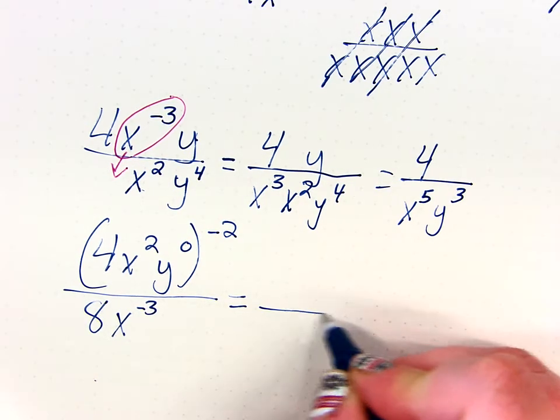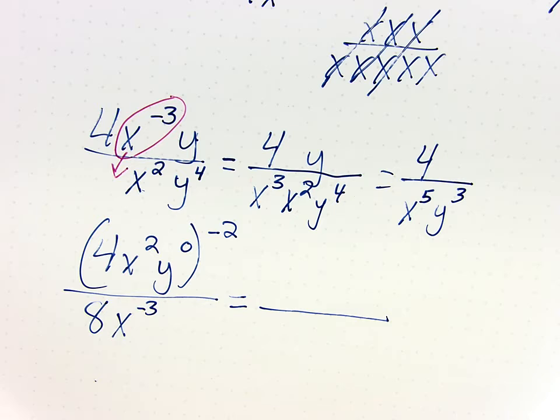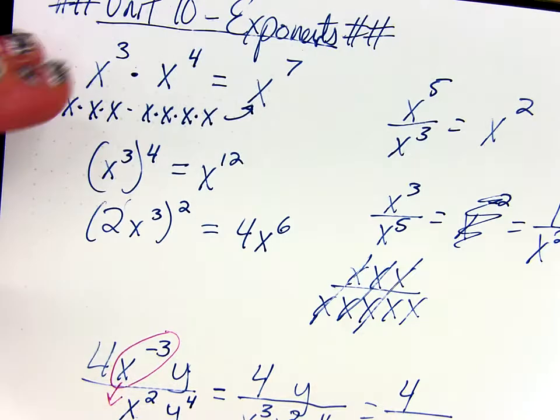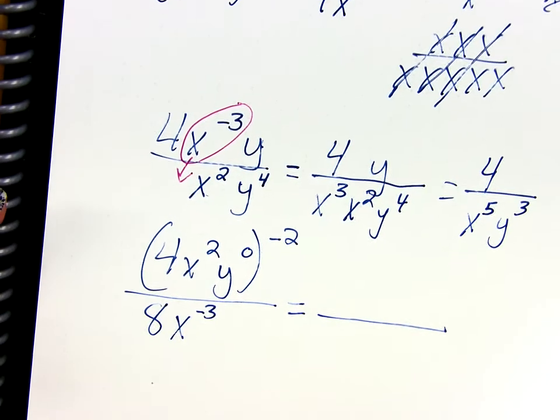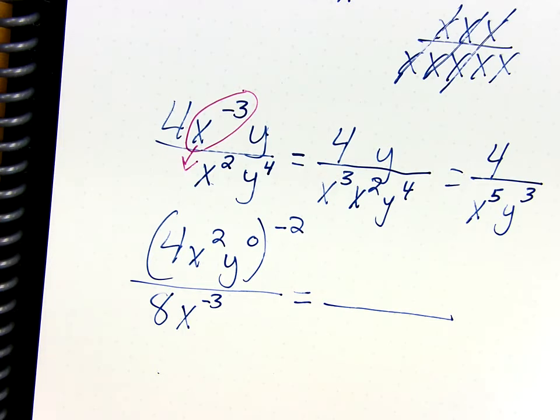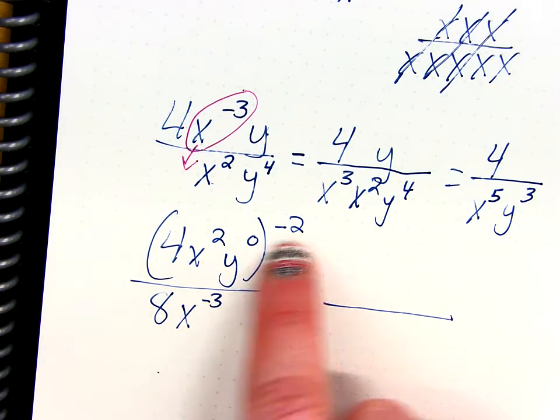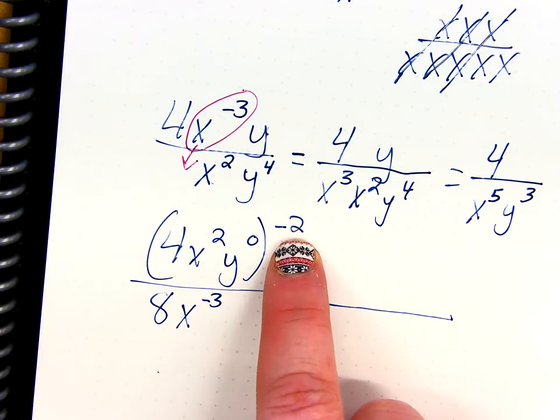Where do you even start? There's not necessarily a right or wrong way to start these. You have to apply all of the rules that we talked about up here, but you don't have to do them in a specific order. So you can do what you want first. Well, I can't reduce 4 and 8 yet because that 4 is being raised to a negative 2 power.